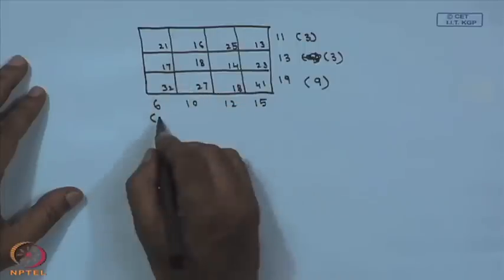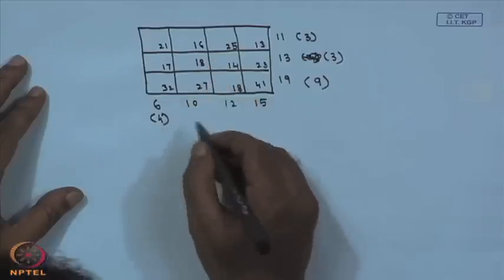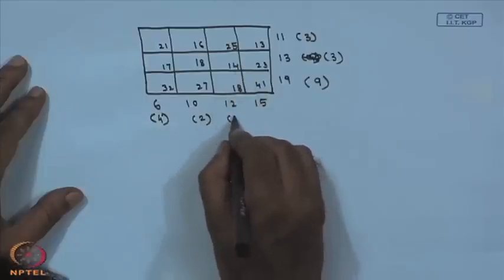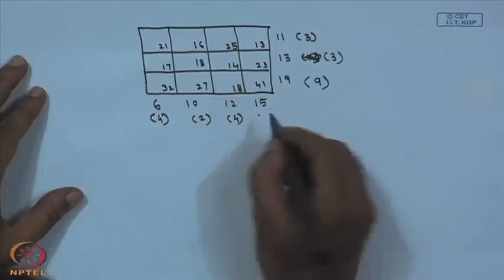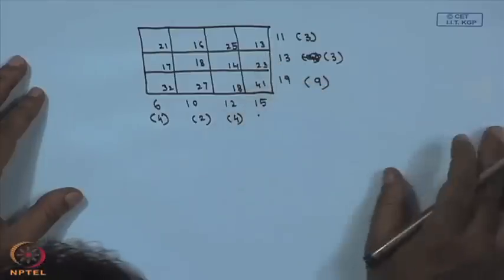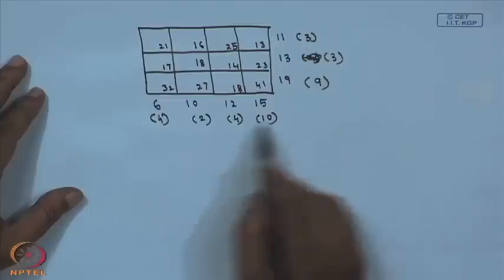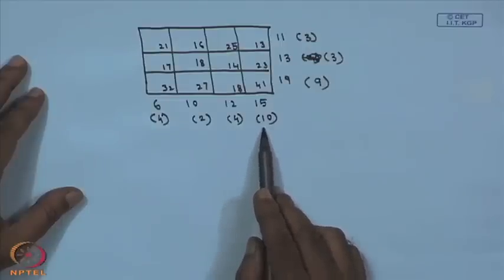Similarly, for each column also you find out the penalty or the difference. Here it is 17 minus 21. So, it is 4. Next one is 16 minus 18. So, it is 2. Next one is 14 minus 18. So, it is 4, and then 13 minus 23, that is 10. So, if you see, the maximum penalty occurs on the fourth column, which has the value 10.